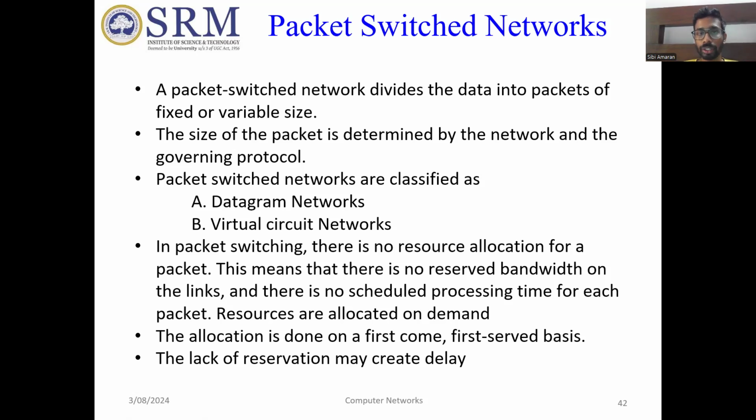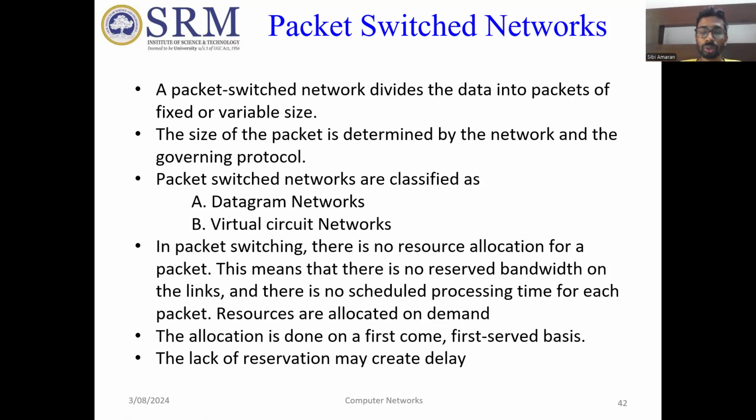But in packet switching, we are going to discuss two types of switching. One is datagram switching, and the other is virtual circuit networks. Mainly in the network layer, we know in the OSI layers, what is a network layer? The network layer divides the data into packets of various sizes. We know that a packet is of smaller size.